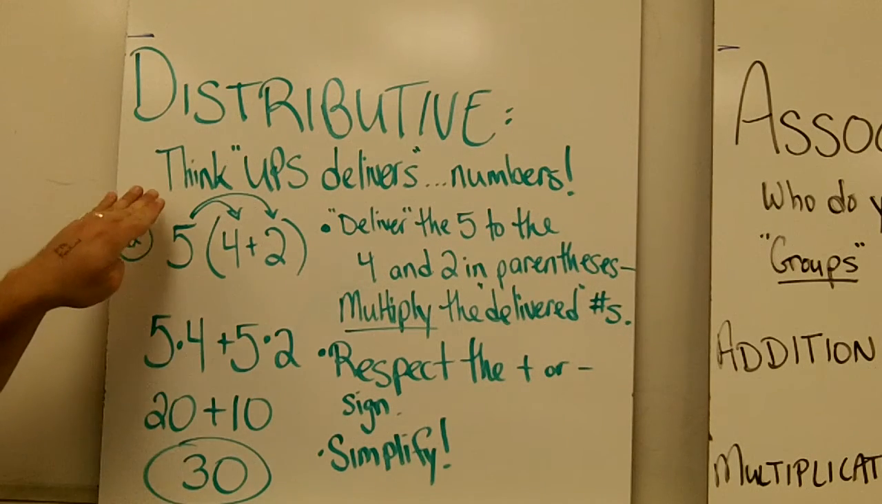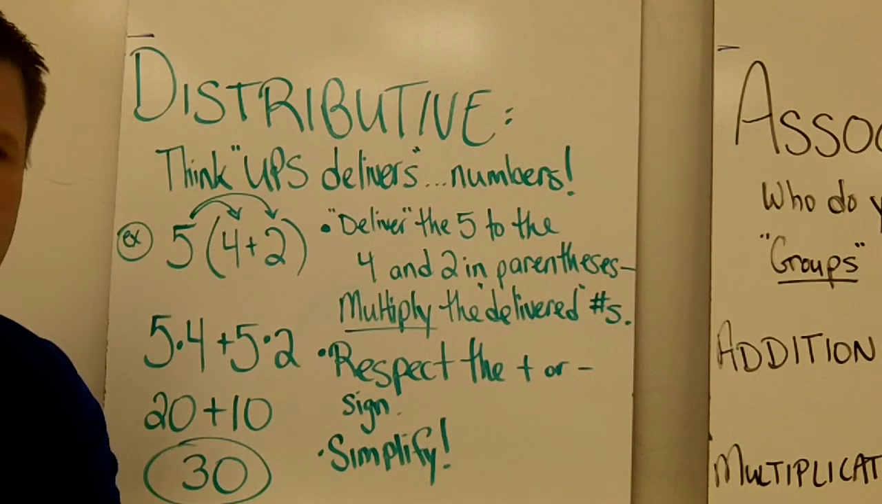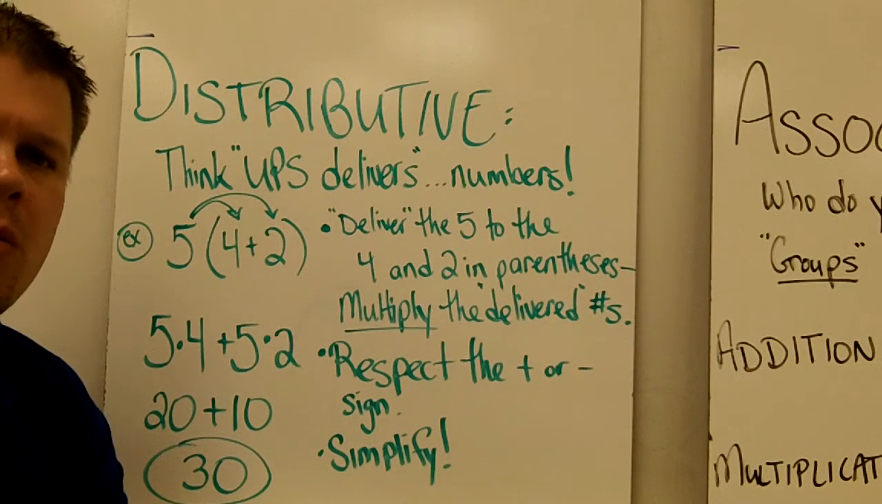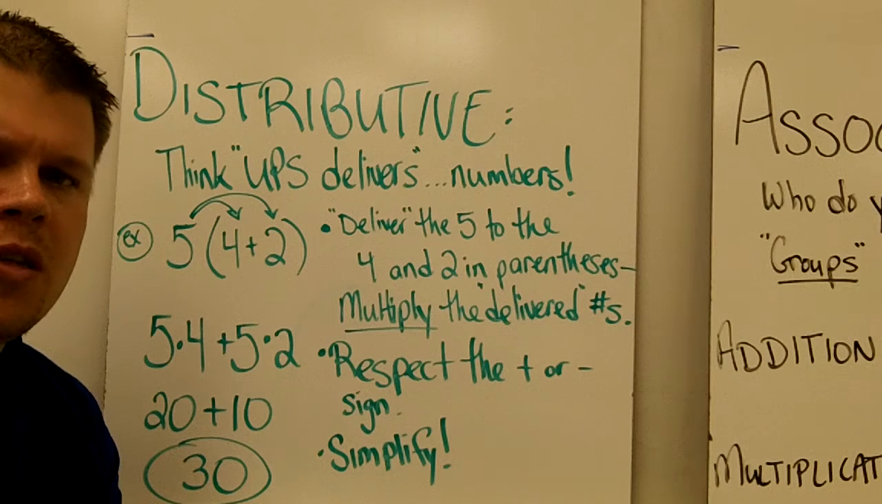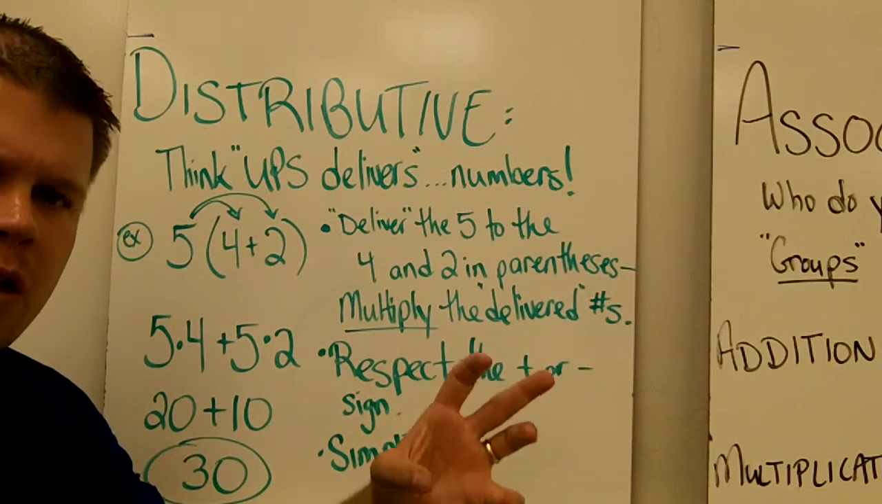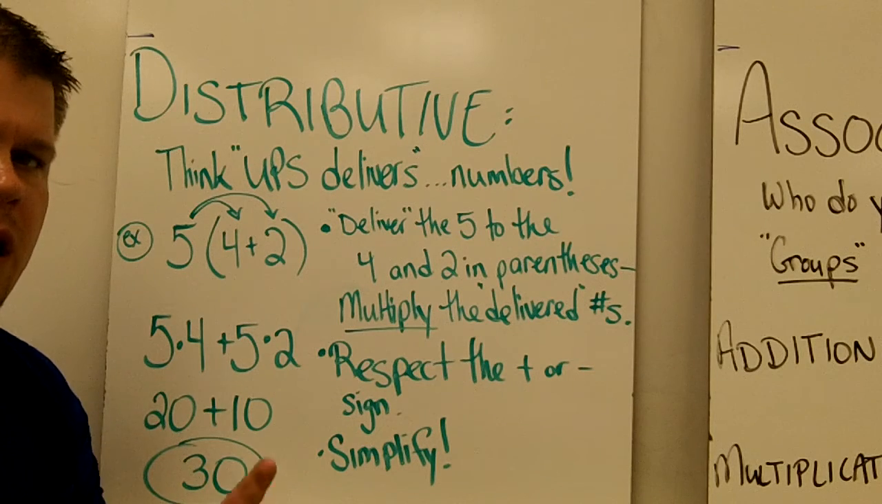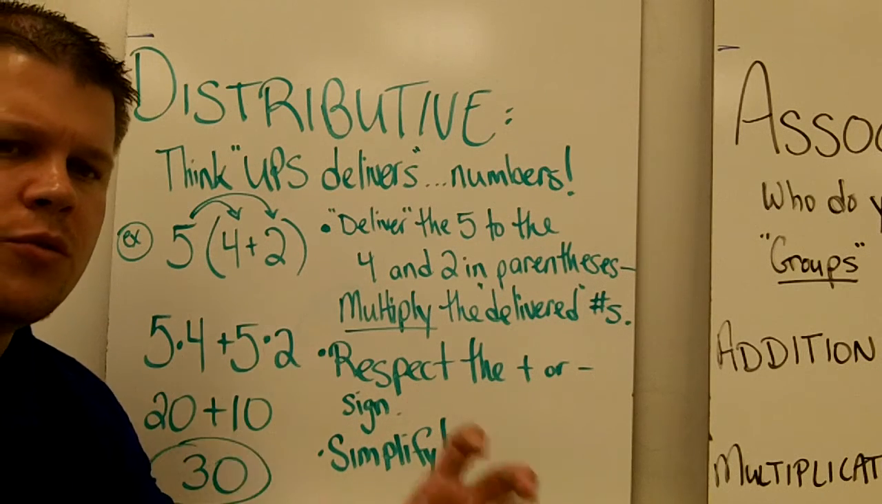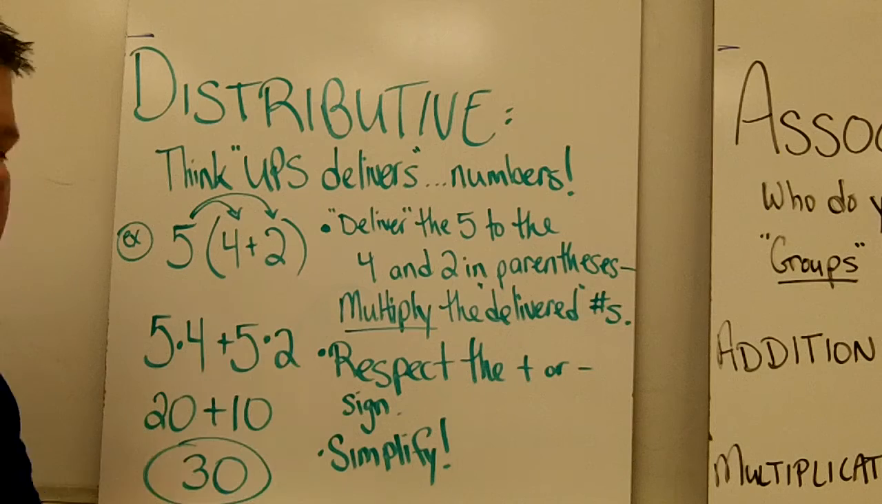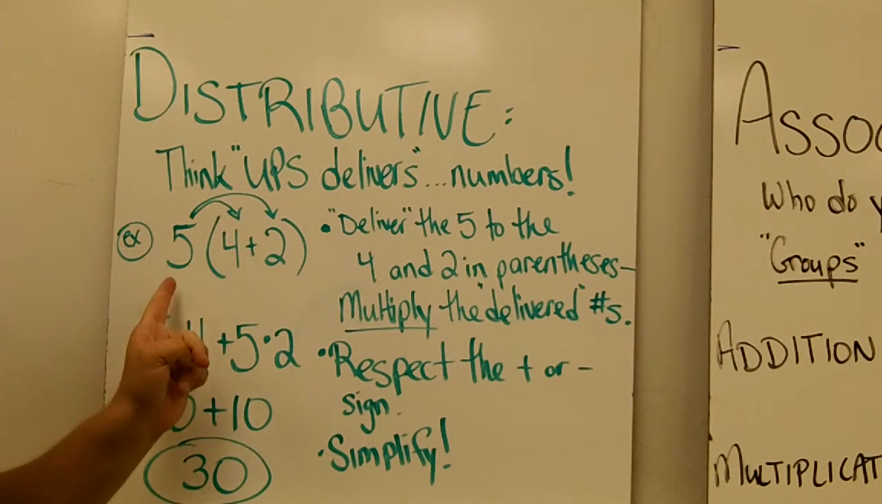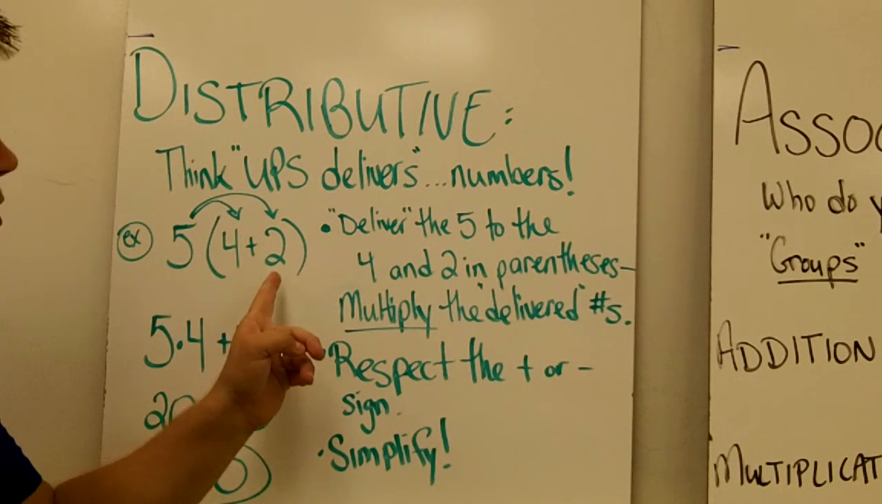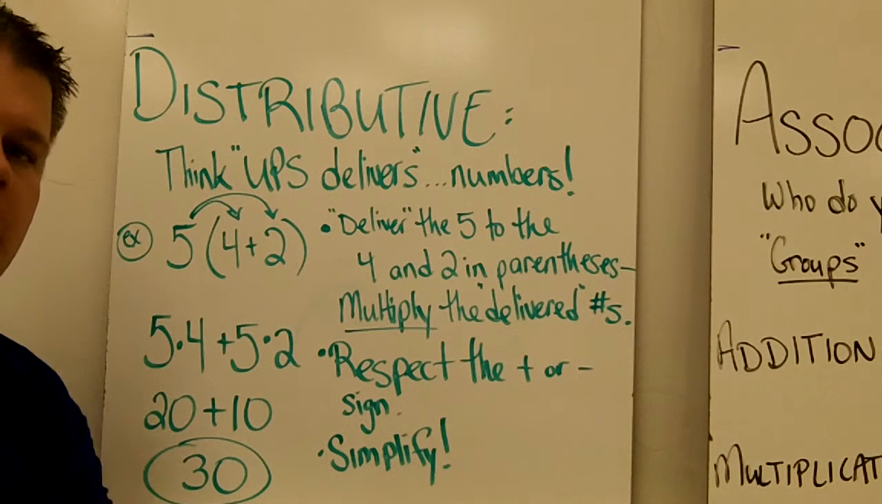So we're talking about, think about UPS, think about FedEx, think about a mailman. What does a mailman do? What does a UPS guy do? He delivers packages. He goes from one place to another place. Well, think about a UPS guy delivering a number or delivering a factor to certain factors inside this set of parentheses. I'm delivering the 5 to the 4. I'm delivering the 5 to the 2. What I'm doing with those numbers is I'm multiplying.